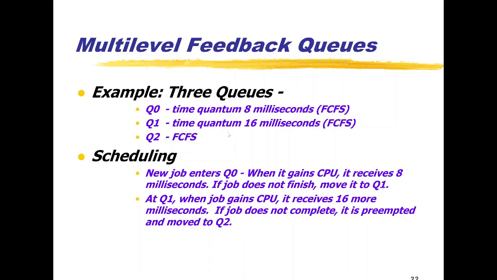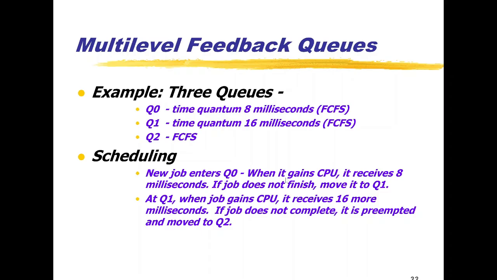Then for Q1, that's a time quantum of 16 milliseconds, and the first that arrives must spend 16 milliseconds before the next. And finally, the last one spends its total time, first come, first serve. Now, for us to be able to ensure that no process suffers, we have to move the processes through these queues.